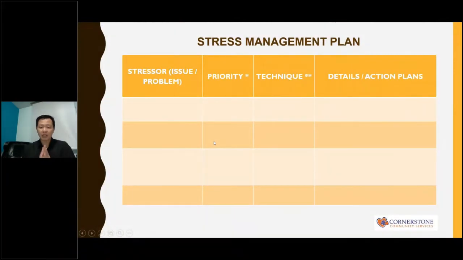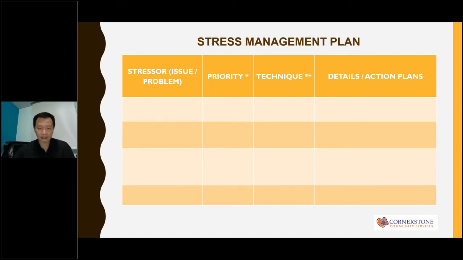Basically, the stress management plan looks like this. You can take a photo of it. There are just four parts to this. You can create your own stress management plan, but I'll give you the generic header. There are four steps to this process.